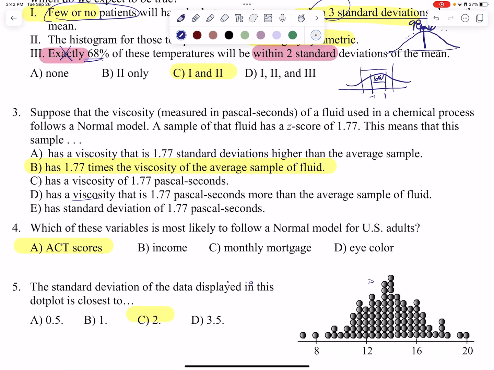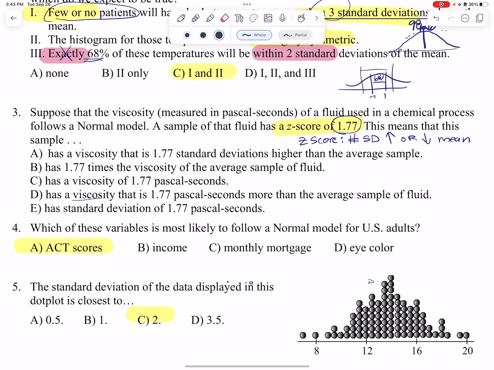Okay, number 3, you don't have to know anything about what viscosity is or Pascal seconds or anything of this chemical process. What you need to know is the z-score. So this z-score is 1.77, and I need you to know what the definition of z-score is. The definition of z-score is the number of standard deviations above or below the mean. So a sample that has a z-score of 1.77 means that it is 1.77 standard deviations above the mean.